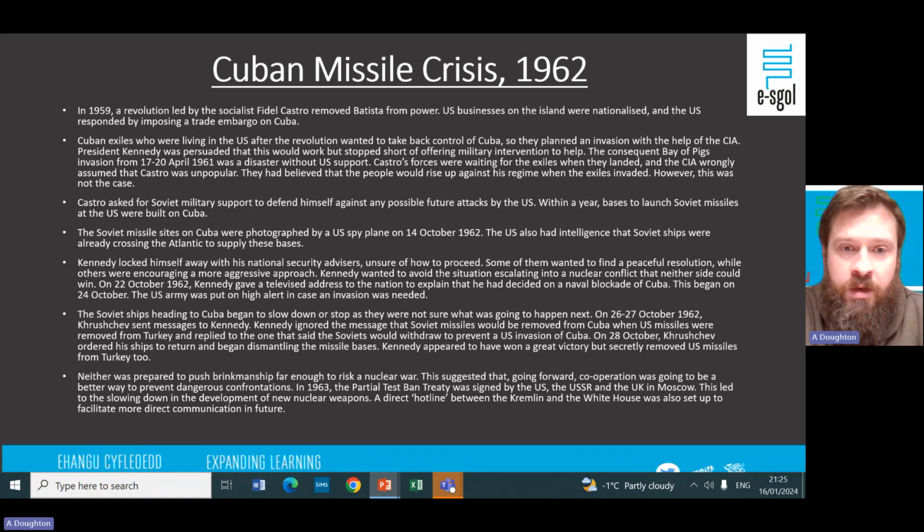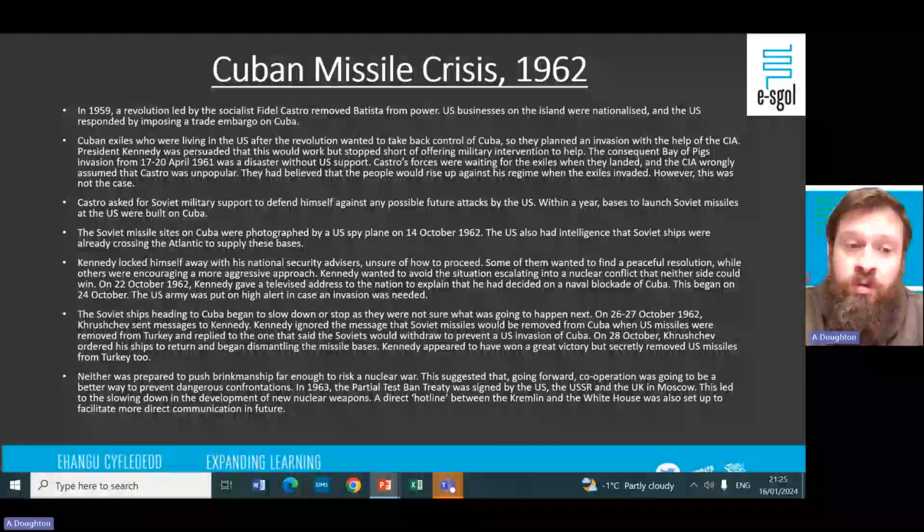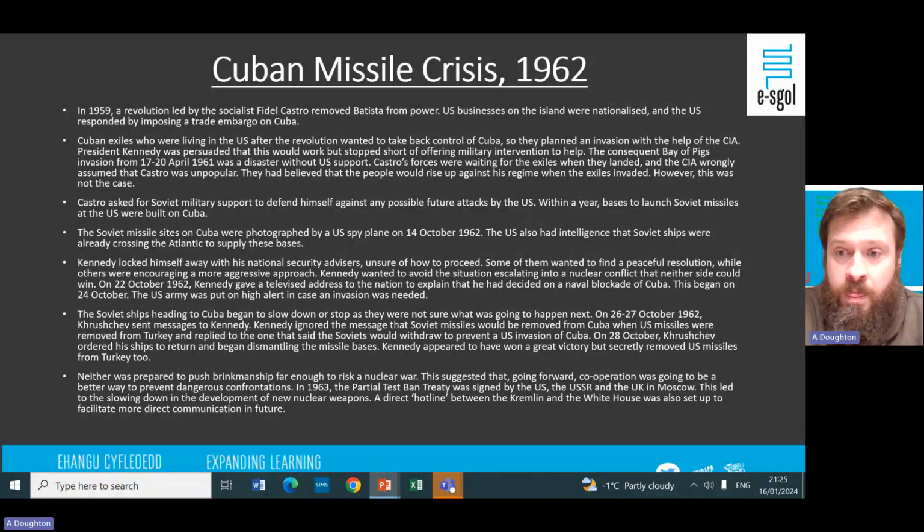Things did start to calm down after that. So in 1963, the Test Ban Treaty was signed. So this meant that it was unlikely they were going to develop new nuclear weapons at a quick rate. There was a direct hotline between the Kremlin and the White House, so there'd be more direct communication in future. So this meant that they tried now to avoid moments like this again. It got very heated at this point.